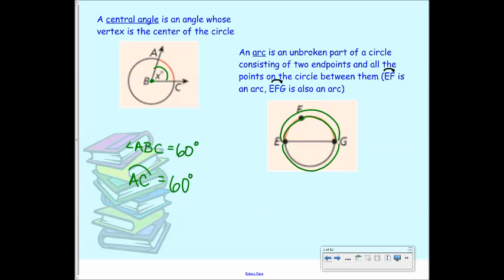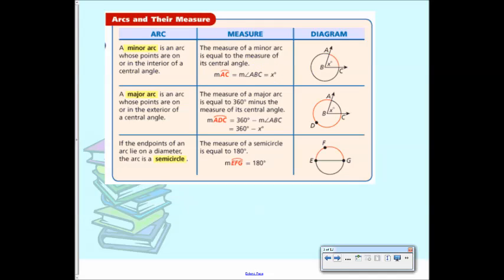How many degrees are there total in a circle? 360. There's 360 total in a circle. So that means if X were 60, then what would the arc AC going this way be? 300. Why? 360 minus 60. Good. So we call this right here a minor arc. And then we call this the major arc. The major arc is outside, and the minor arc is inside.